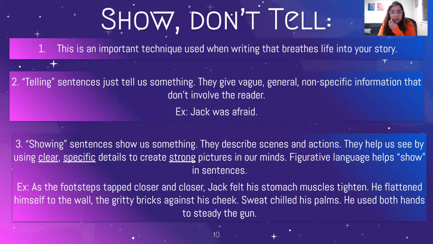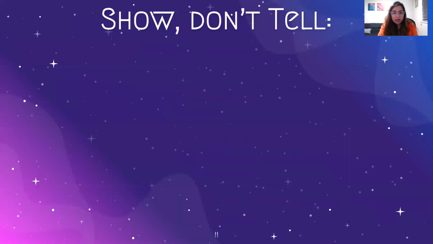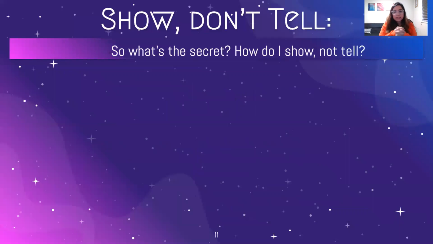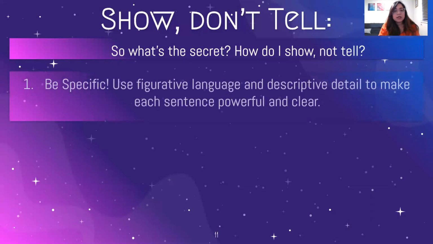So we're going to put this into practice. And we have, what's the secret, right? How do I show and not tell? So I'm going to walk you guys through some steps on how to show and not tell when you're writing. So the main secret for showing and not telling is to be specific, right? Use figurative language and descriptive detail to make each sentence powerful and clear.